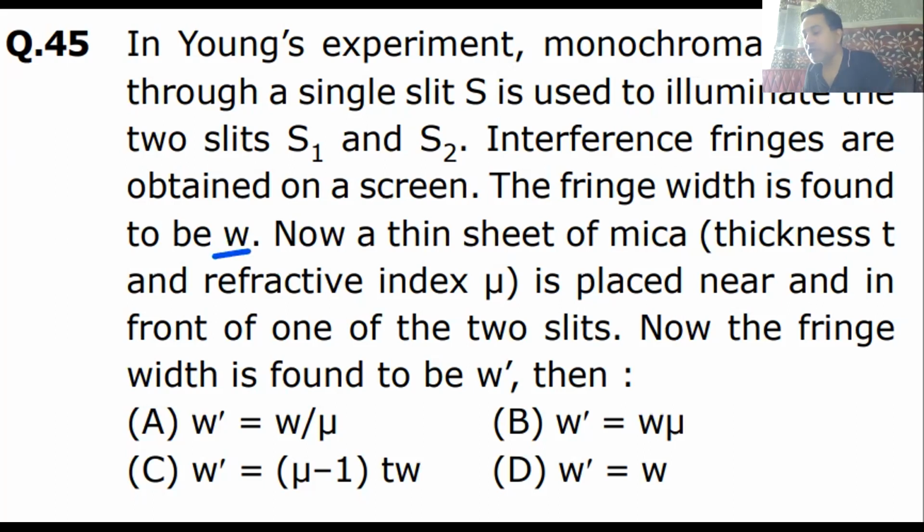Now, a sheet of mica whose thickness is t and refractive index is mu is placed in front of one of the slits. They have not told us whether it's the upper one or the lower one. Doesn't matter. What is the value of the new fringe width? They are calling the value of the new fringe width W dash. Now they're asking us, what is the relation between W dash and W? And there are 4 options given to you, A, B, C, D.